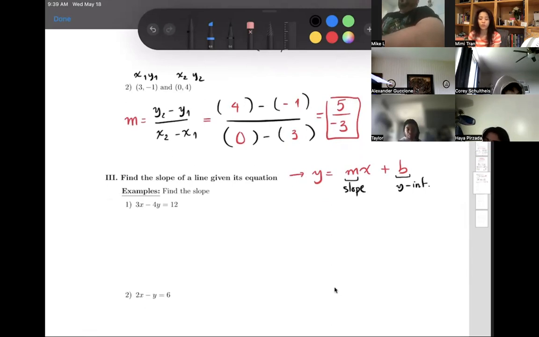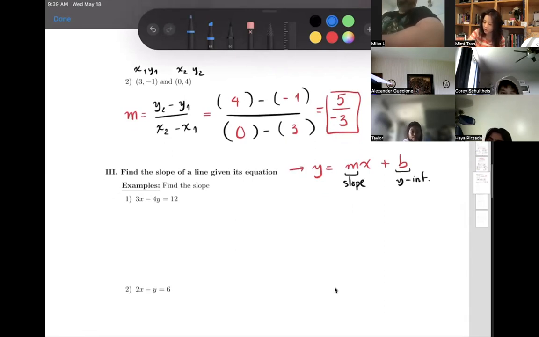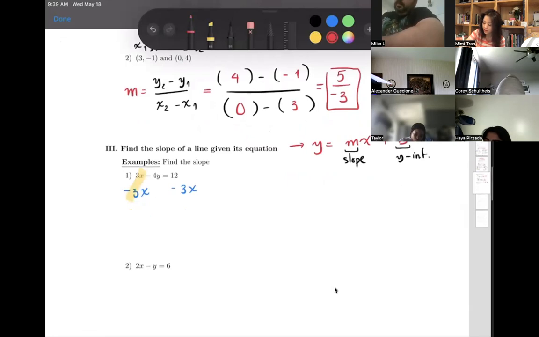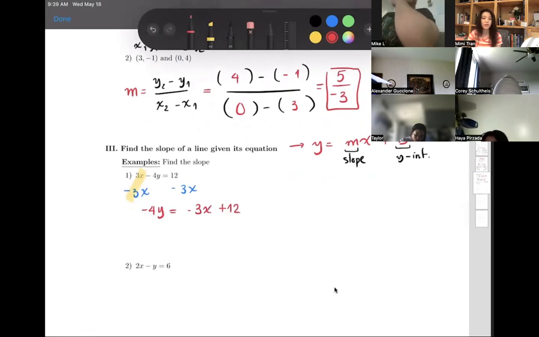Basically, that's what we're going to do, right? And you know how to do this, I showed you how to solve equations. So first we're going to subtract 3x. So that means this is gone. That's gone, right? So I have -4y equals -3x plus 12. And then divide both sides by -4.